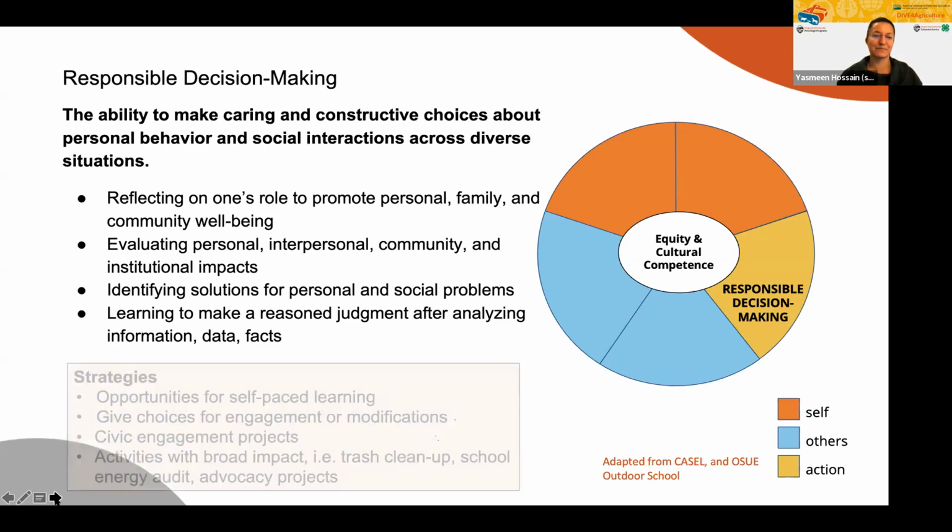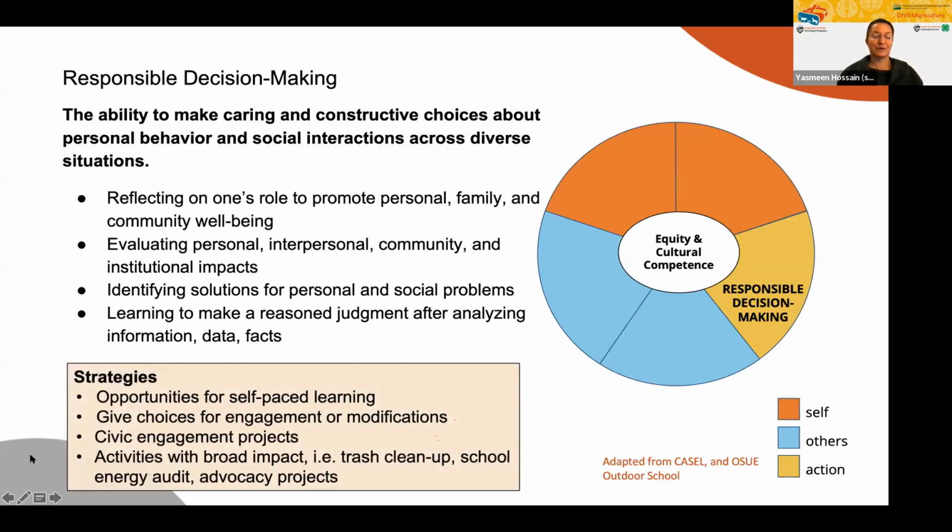Thank you. So what you might want to, or can, build into the learning environment is opportunities for self-paced learning where students get to decide how and when they can learn best. Give choices for engagement or modification. So something like, you can either write an essay about this or make an art piece demonstrating your knowledge about this. Civic engagement projects, and activities with a broad impact that again take into account diverse situations, such as a trash cleanup, a school energy audit, any kind of advocacy projects.